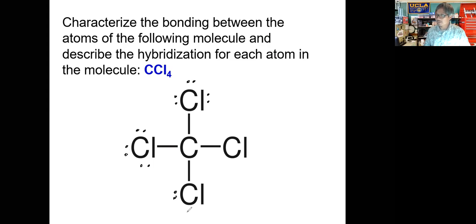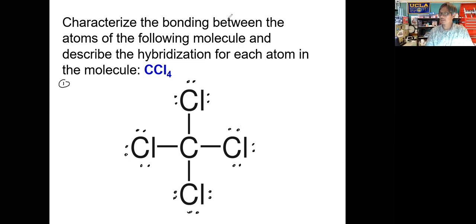You always want to make sure that you include the lone pairs as well, for obvious reasons. We know why: these lone pairs affect the geometry of a molecule as much as the bonding pairs do. So there it is. That's the Lewis dot structure for carbon tetrachloride. So we got the first step taken care of.